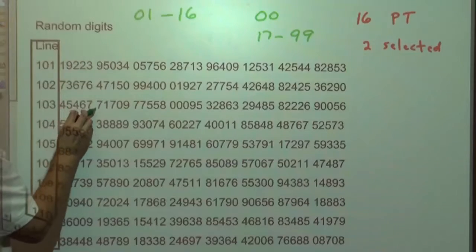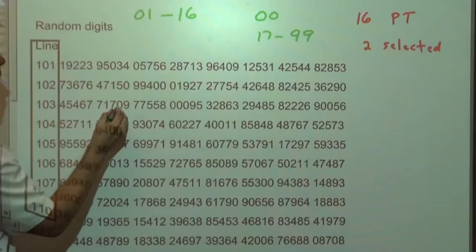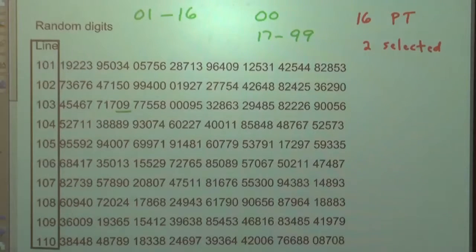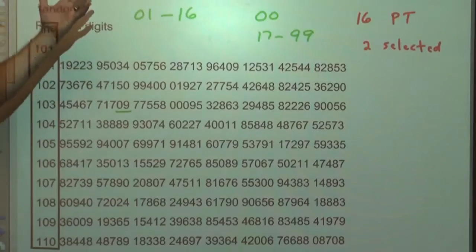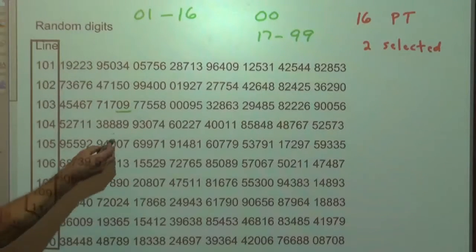45, 46, 77, 17, close. Finally a 09. Holy smokes, that's our first person. Now we've got to get the second person.